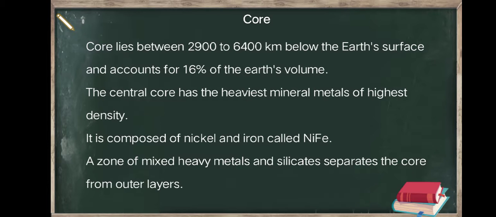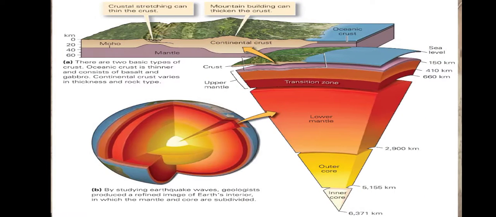Core. The core lies between 2,900 and 6,400 km below the Earth's surface and accounts for 16% of the Earth's volume. The central core has the heaviest metals or minerals of highest density. It is composed of nickel and iron, called Nife. A zone of mixed heavy metals and silicates separates the core from the outer layer. Here you can see the layers of the earth.